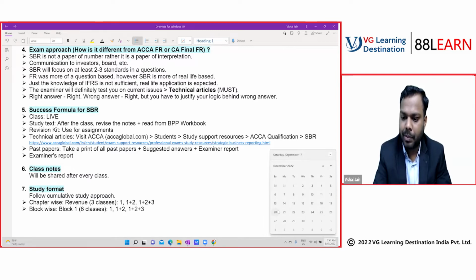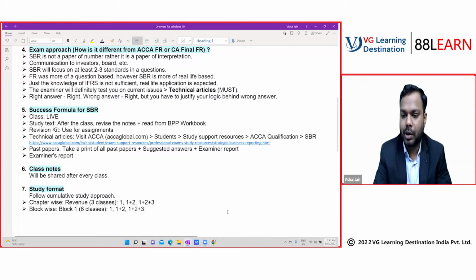We will be done with our syllabus by 20th of November. By 20th of November, we will be completely done with our syllabus of SBR. And after that, we'll be starting with a revision series. Not only on Saturdays, Sundays, definitely we will have to take extra classes.